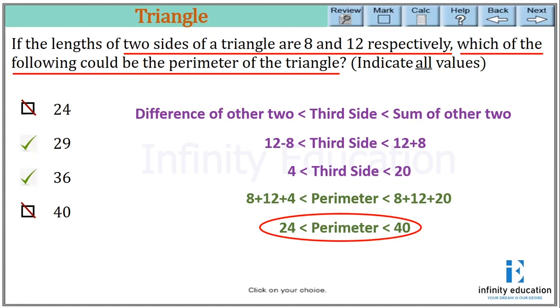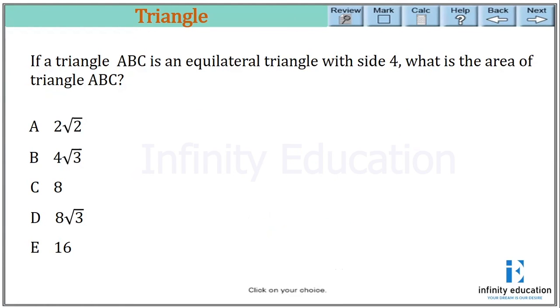Now let's see with one more example. If a triangle ABC is an equilateral triangle with side 4, what is the area of triangle ABC? So it is given ABC is an equilateral triangle with side 4. So first we have to understand what is the meaning of an equilateral triangle. A triangle is called equilateral if all the three sides are same. So if all the three sides are same, all the three internal angles are same and also all the exterior angles are same as well.